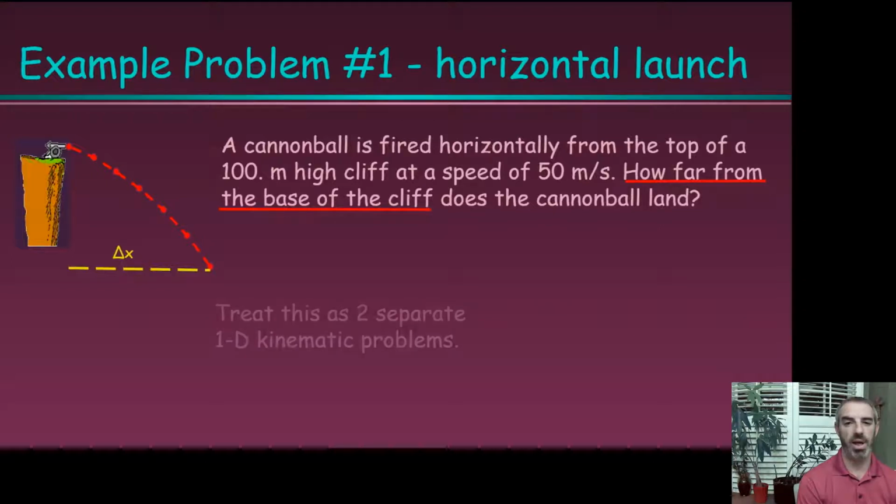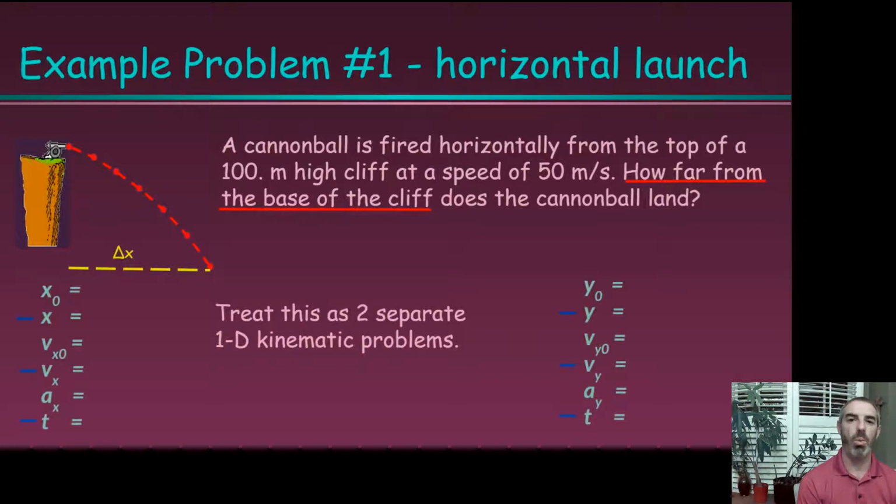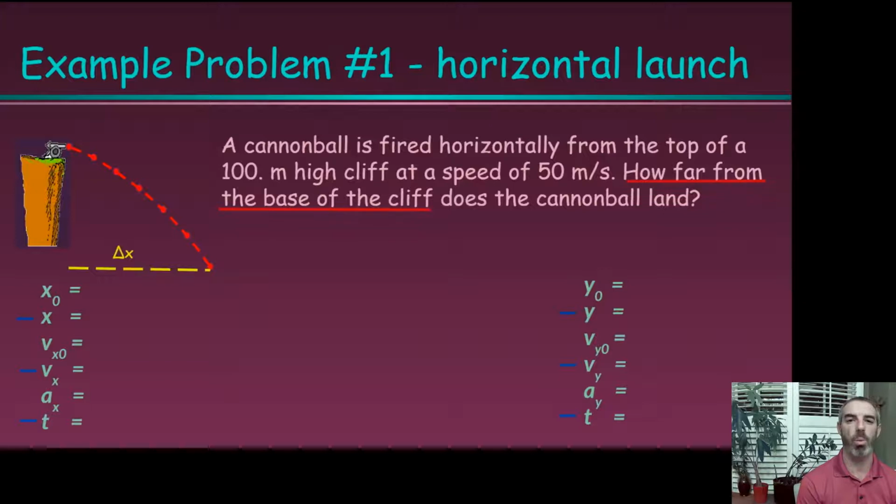Well, that's delta x. And you have to remember that it's important to treat these as 2 separate 1D kinematic problems, which is why the visual portion of what I'm asking you to do is list the x variables on one side of your page and the y variables on the other. And the reason for that is so that you're differentiating them, showing that it's 2 separate one-dimensional kinematic problems.